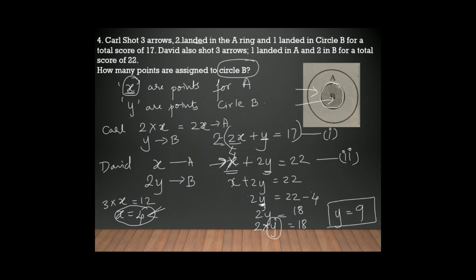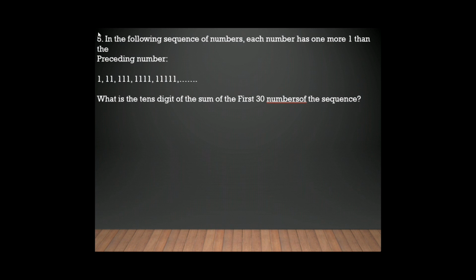Okay? Let's move on to the last question. In the following sequence of numbers, each number has one more 1 than the preceding number. What is the 10th digit of the sum of the first 30 numbers of the sequence? So that means when you add such 30 numbers, what will be your digit in the tens place? That is the only concern here. They don't want you to find all the 30 numbers and then add them. That is going to be very tedious and very time consuming. You don't have that much time.